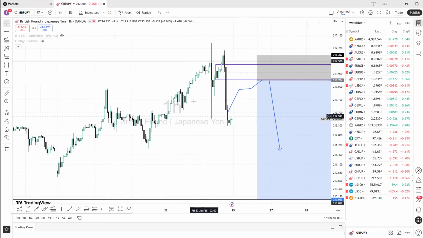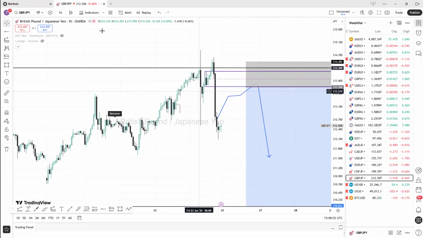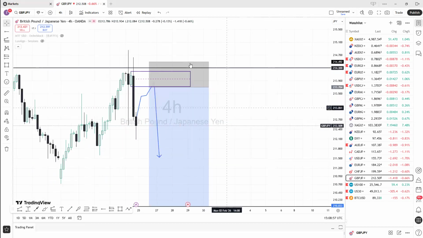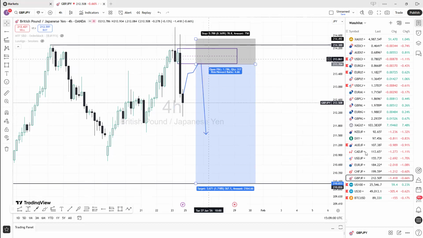Okay, on the 1 hour time frame, you can see there is a shift. You can see there is a candle closure below this previous low. So that is a very clear market shift. So you have to wait for a retracement to that 4-hour supply. You have to get a clear sell position with low risk.